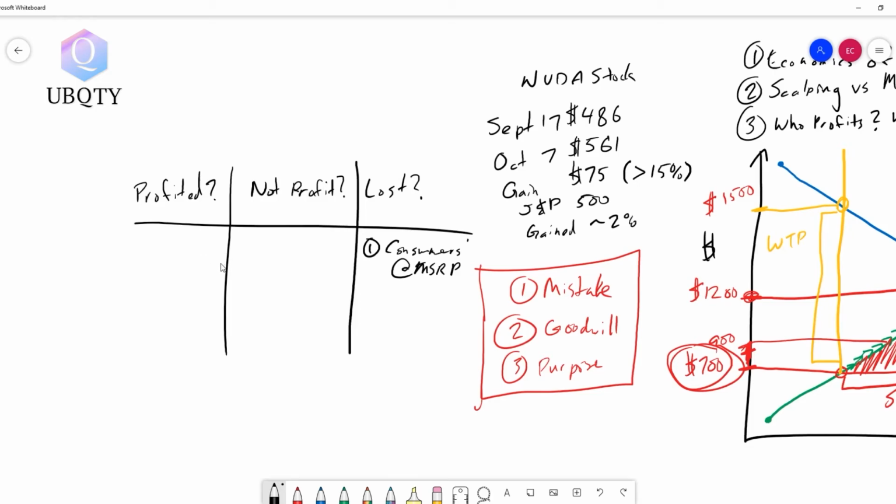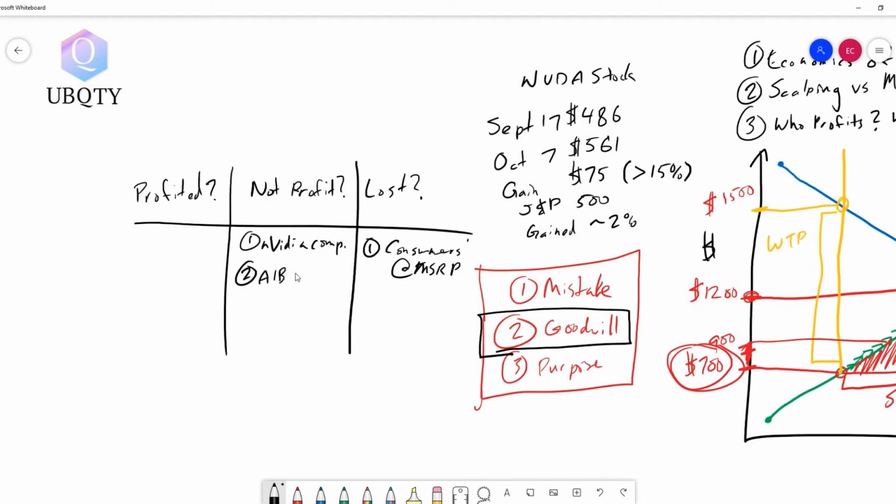Who did not profit? Now, again, if Nvidia made a mistake or they were doing this for goodwill, regardless of whether they intended to do this for goodwill, they actually did get goodwill. So that's a positive for them. But the negative offset is that they actually forfeited profits for this. So Nvidia as a company did not profit from this. They forfeited profits, but they gained some goodwill. Okay, it's a wash.